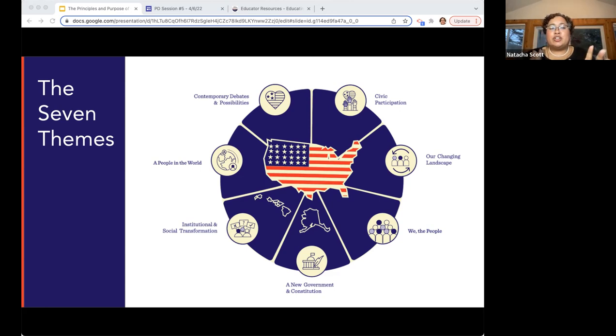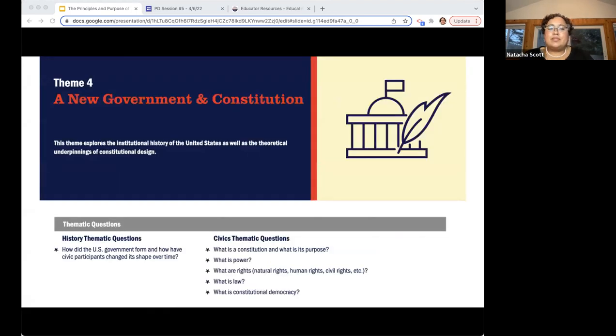As I mentioned earlier, today we are going to be diving into theme number 4, a new government and constitution. Let's take a closer look at that. I think this is one of our shortest descriptions because it's so explicit and concrete in how this theme explores the institutional history of the United States, as well as the theoretical underpinning of constitutional design.